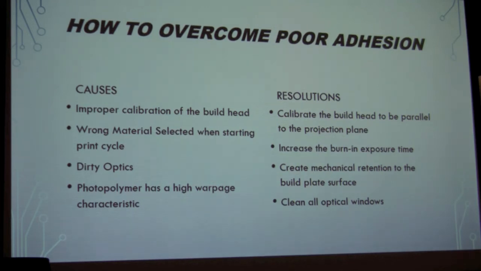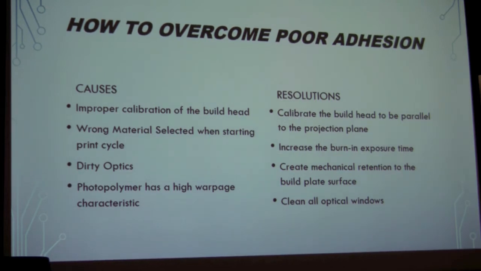Another common cause is they selected the wrong material. Every material has a strategy with a corresponding exposure time. So if I was to print my model material with my castable settings, my objects are not going to stick to the build plate because the cast has a faster reaction time. Dirty optics, huge. So the glass is dirty on it. And then photopolymers have a high warpage characteristic. So if the resin warps a lot, you can have issues with sticking to the build plate at all.